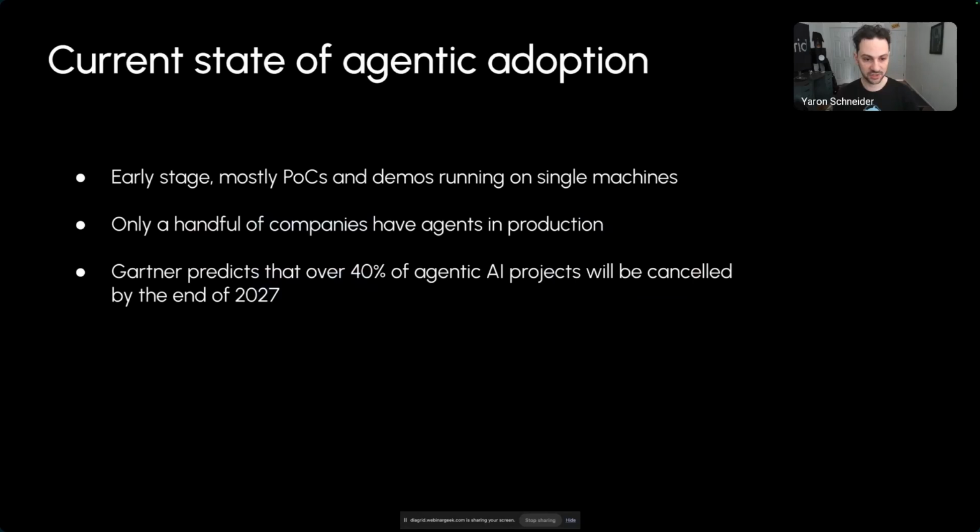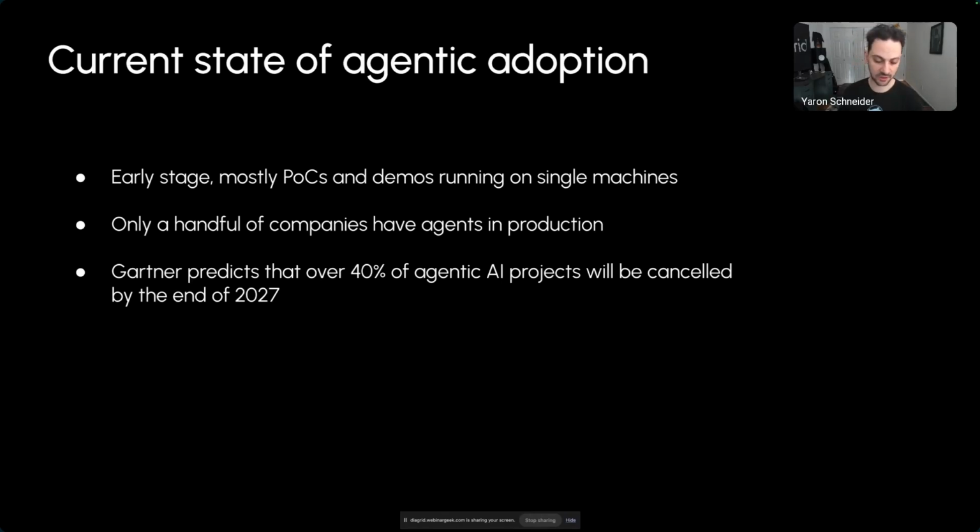So the current state of agentic adoption, I think this is fairly agreed upon, is that they're almost all in early stage. There's only a very handful of companies that have taken agents into production. It's POCs and demos for the most part, running on single machines, not running in large distributed environments. There are a few use cases of companies who have run this in production and are writing about their journeys and stories from the trenches. But the great majority of them are still very early stage.